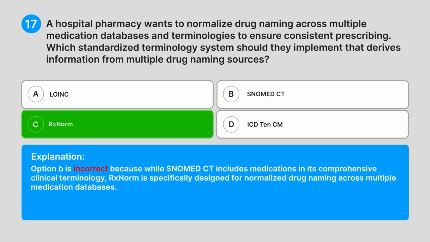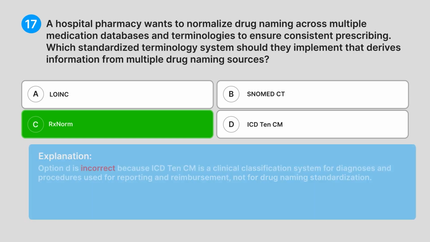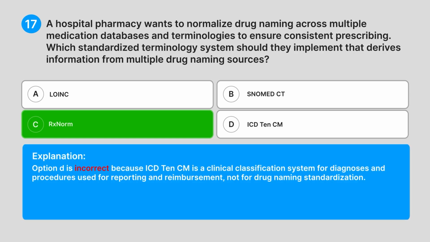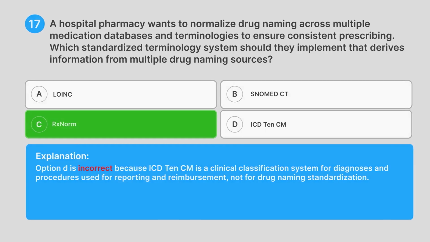Option B is incorrect because while C790 includes medications in its comprehensive clinical terminology, RxNorm is specifically designed for normalized drug naming across multiple medication databases. Option D is incorrect because ICD-10-CM is a clinical classification system for diagnoses and procedures used for reporting and reimbursement, not for drug naming standardization. This question explores healthcare data standards for medication management.